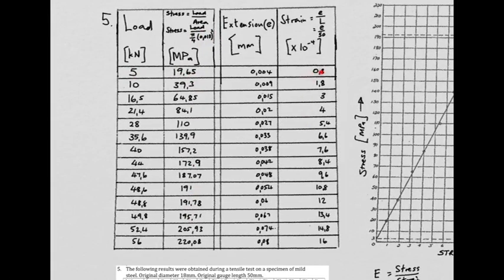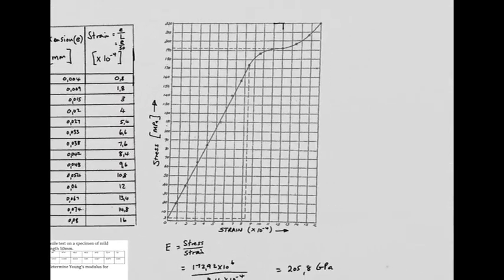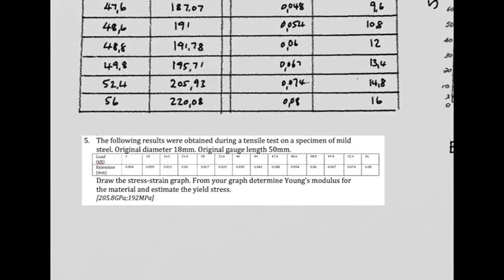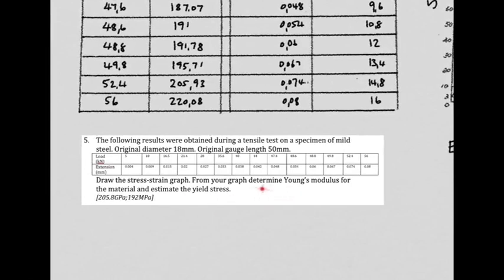Strain, on the other hand, is change in length over original length. The original length stays at 50 for each of these. So you would take 0.004, divide it by 50, and you would write it in, and you do the same for those. And then you draw a graph of stress versus strain, which interestingly has a very similar shape to our load extension graph, which we've done a number of times, except obviously the values are now stress and strain. Then once that's done, we need to find a few things. Let's see what they are.